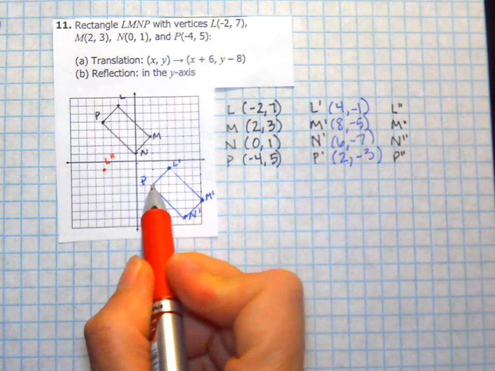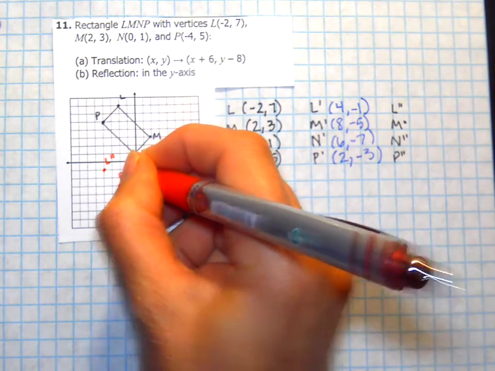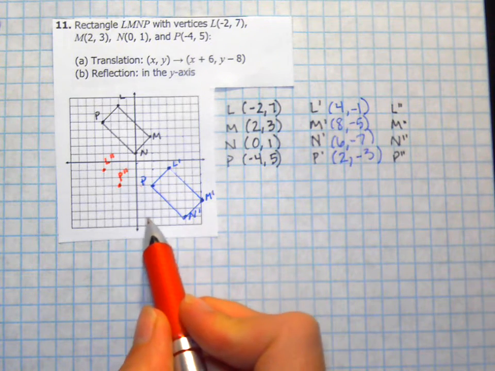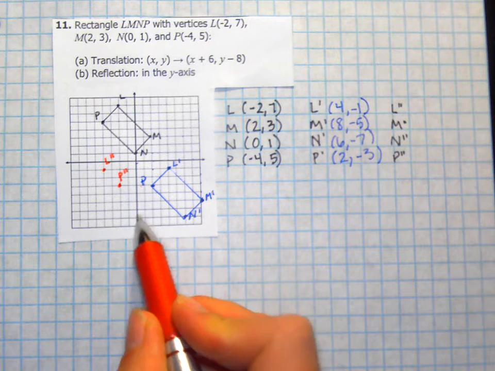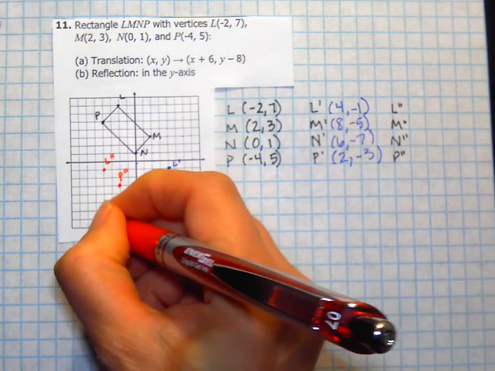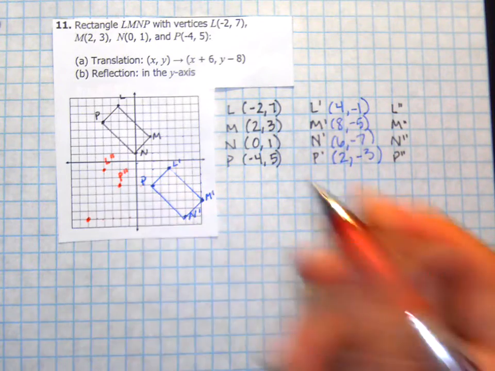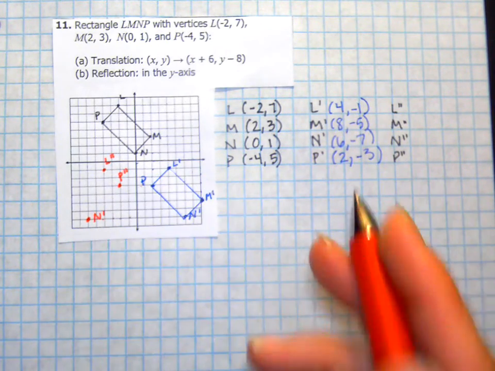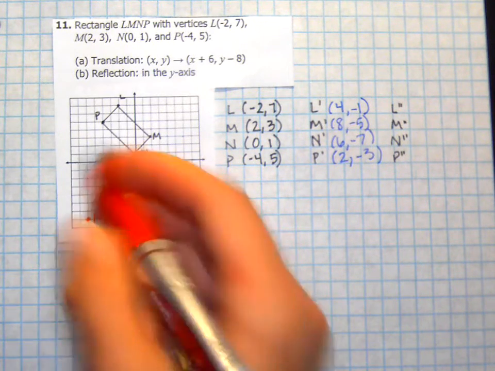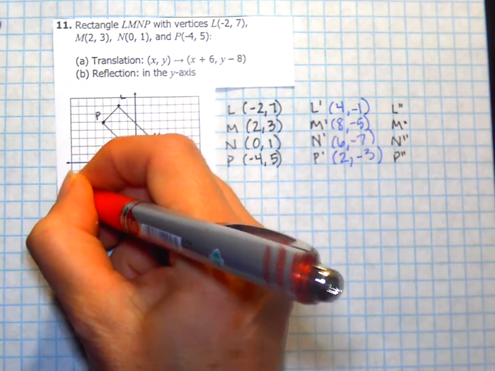P is 2 to the right of the y-axis, so I have to go 1, 2 to the left. That's P double prime. N was 1, 2, 3, 4, 5, 6 to the right. I'm going to go 1, 2, 3, 4, 5, 6 to the left. I count that again. 1, 2, 3, 4, 5, 6. There we go. That's N double prime. And finally, M prime is all the way on the other side. I'm just going to go all the way to the edge of the graph on this side too. M double prime.